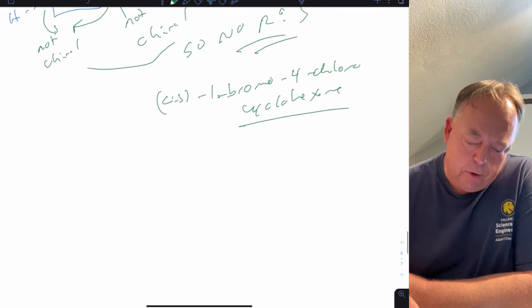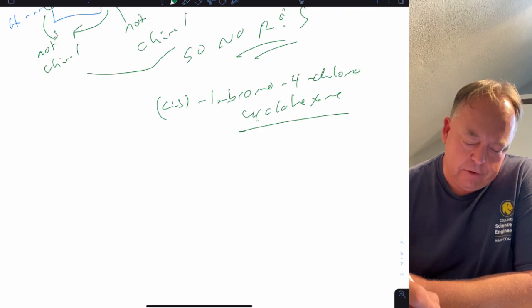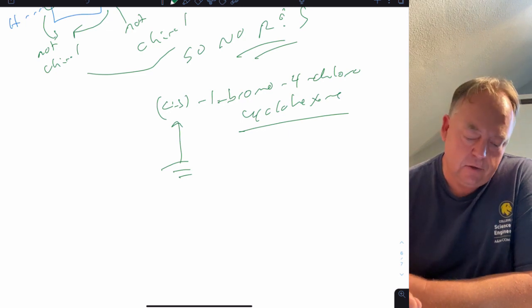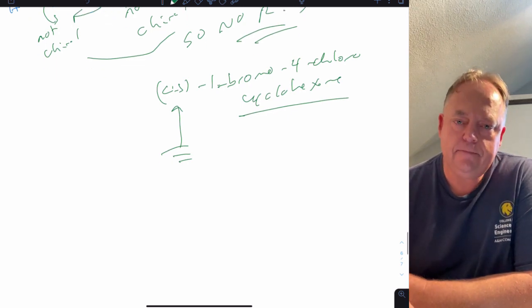So last point here, whenever I ask you to name molecules, this is one thing that students forget all the time, is to put R or S or cis or trans in the name of the molecule. So don't forget to do that.